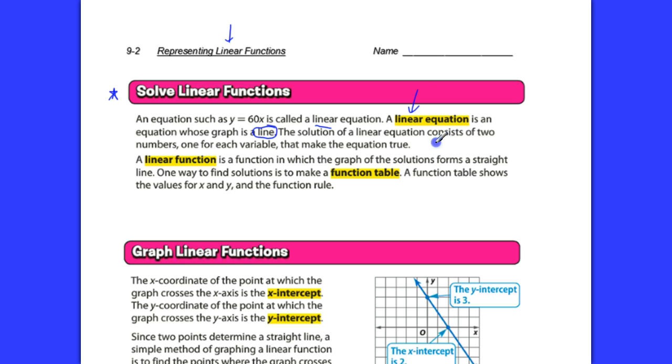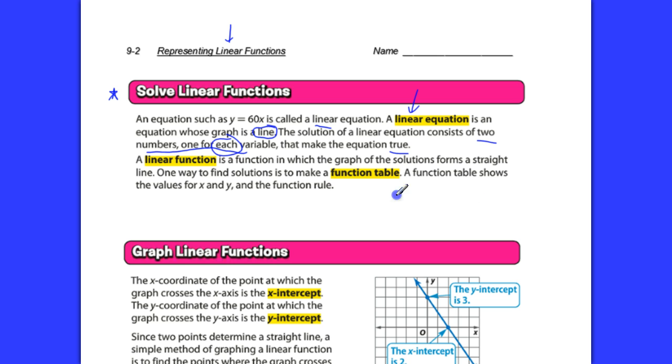The solution of a linear equation consists of two numbers, one for each variable, that make the equation true. Kind of underlining the main points here. A linear function is a function in which the graph of the solutions forms a straight line. Kind of mentioned that already.